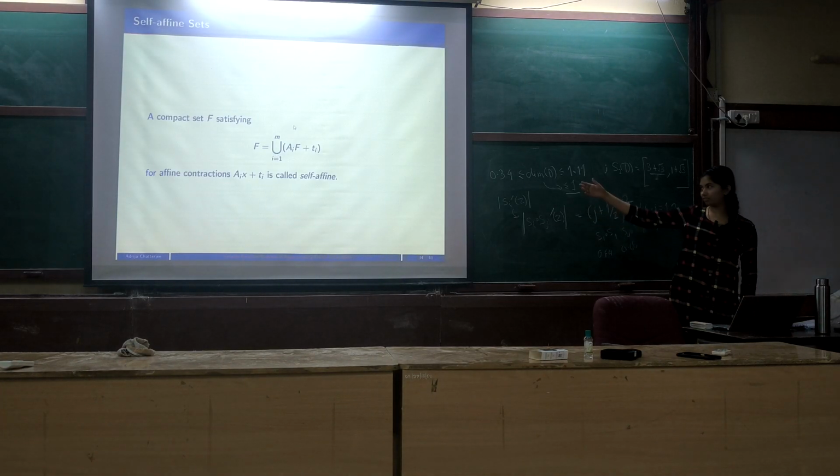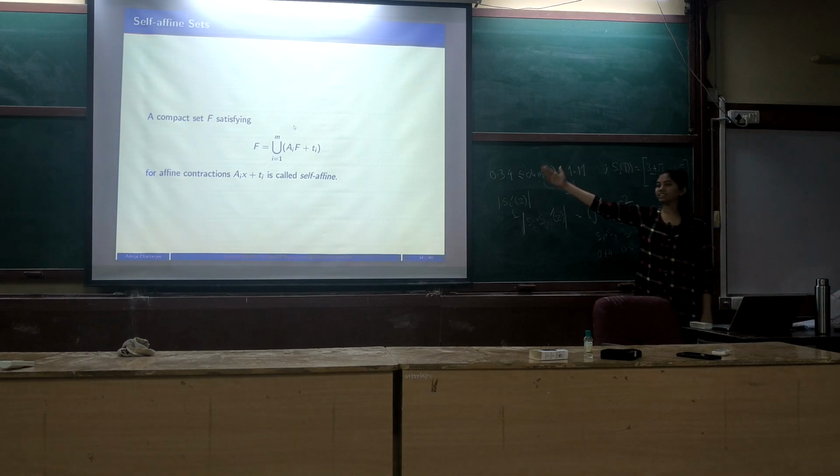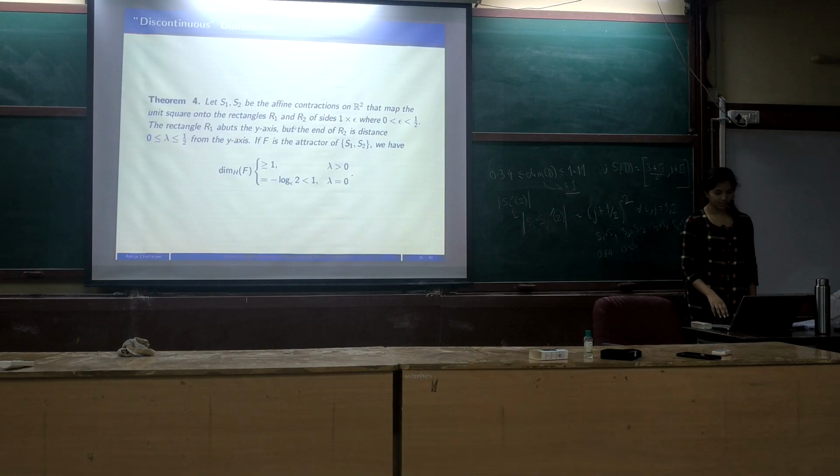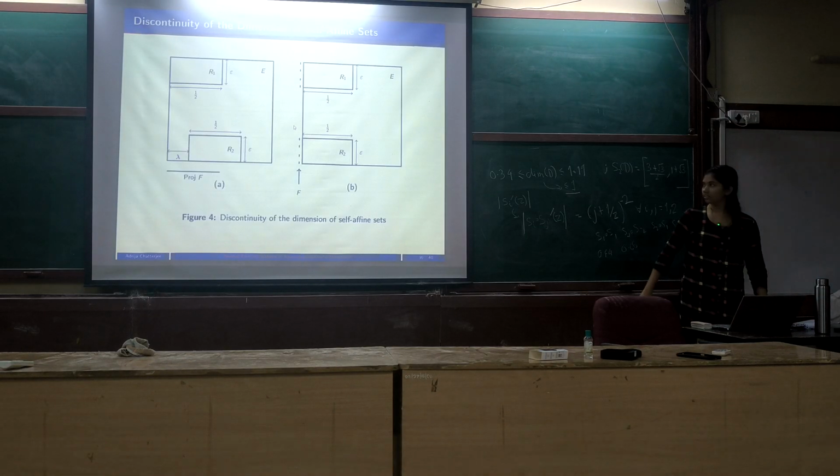So yes, a compact set F satisfying this is called self-affine. It is the invariant set under those transformations. And this is a very interesting example. So first I'll show you the picture.